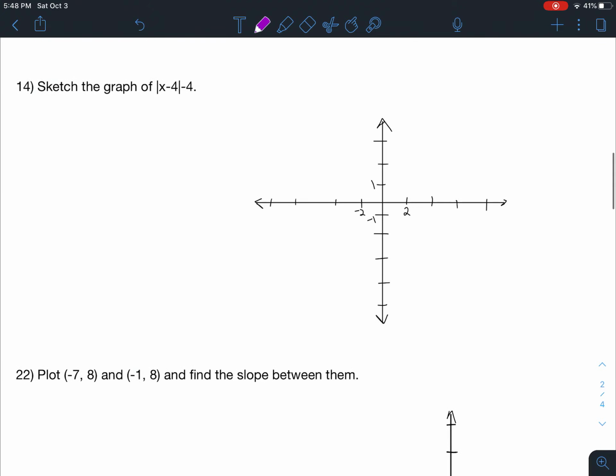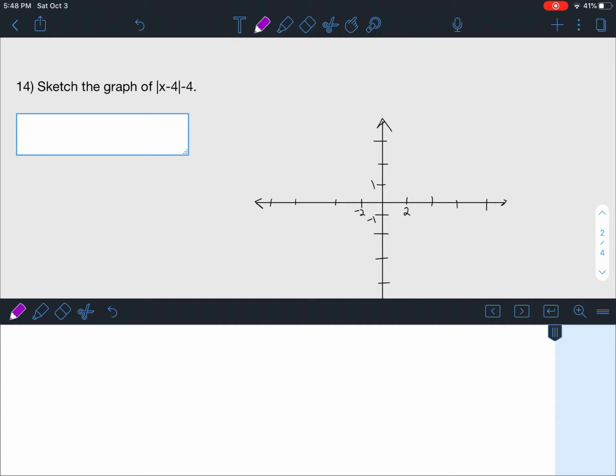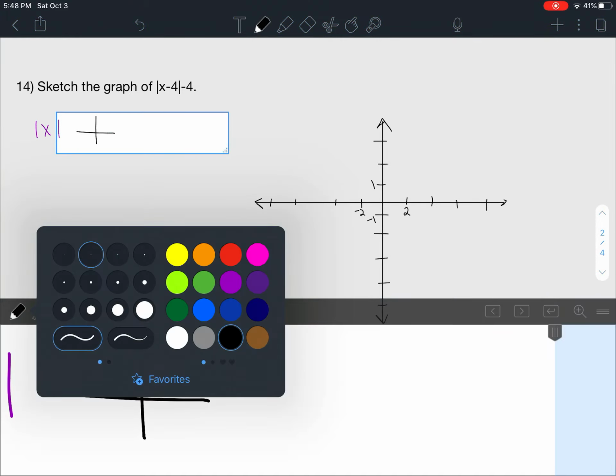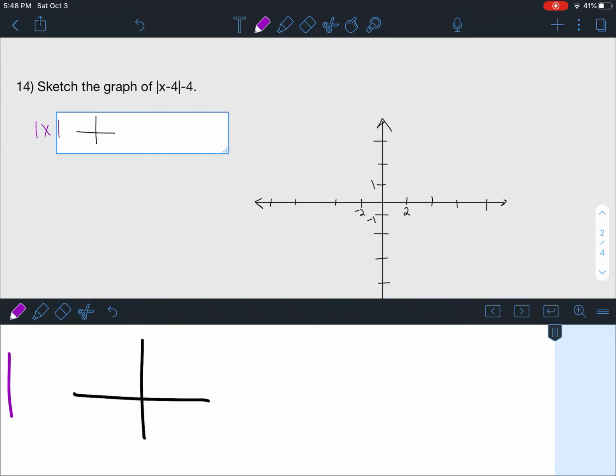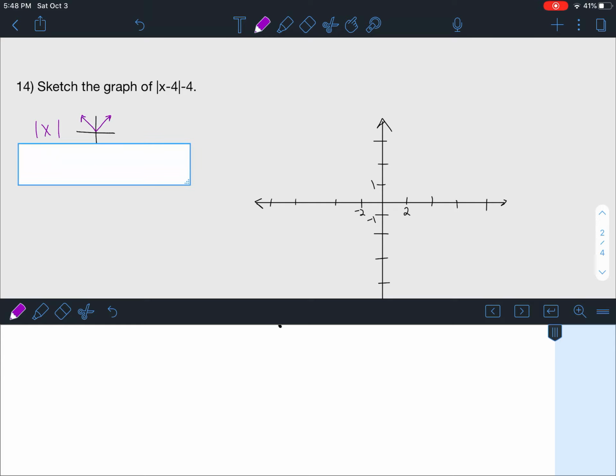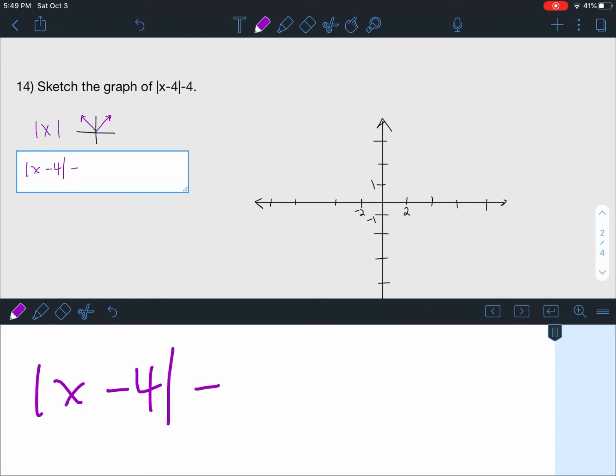So number 14 is another sketching question. This one is a little bit easier though because it's just a transformation of one of the base graphs that you should know. So the base graph I'm talking about is just the absolute value of x, which the graph roughly looks like a V. So if that was the coordinate plane, absolute value of x is going to be like that. So what we're sketching here is the absolute value of x minus 4, minus 4.